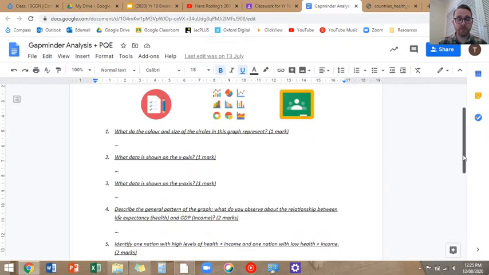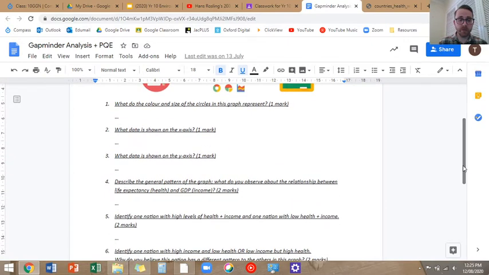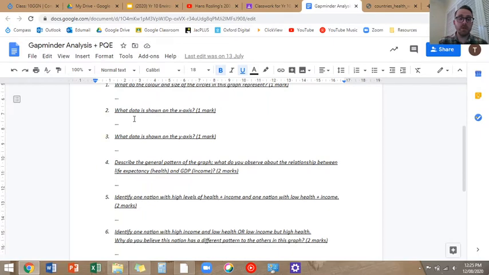So question 1, most of these are really straightforward 1-mark questions. What do the color and the size of the circles in this graph represent? You just need to look at the legend to answer that question. Question 2, what data is shown on the x-axis?